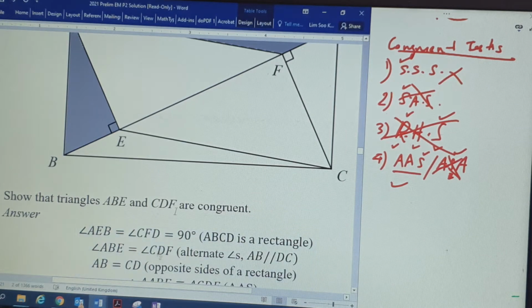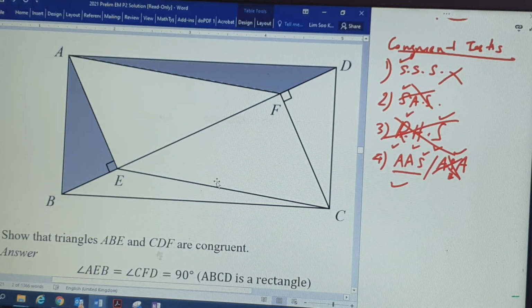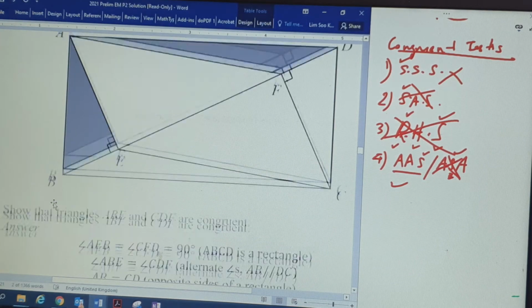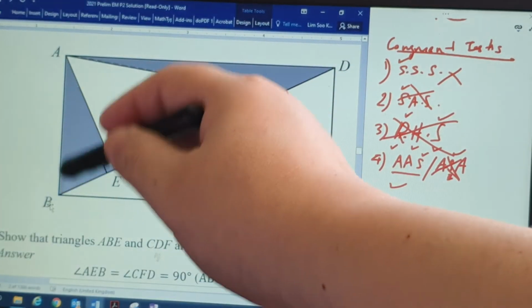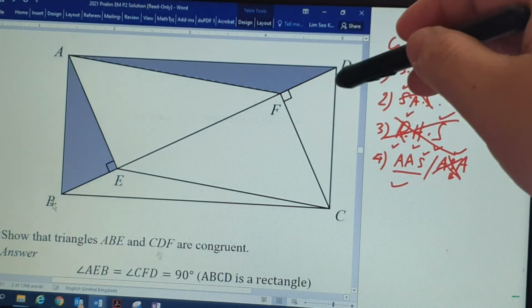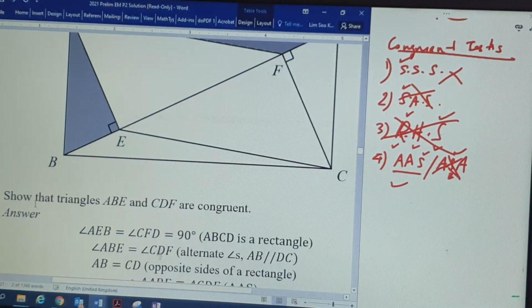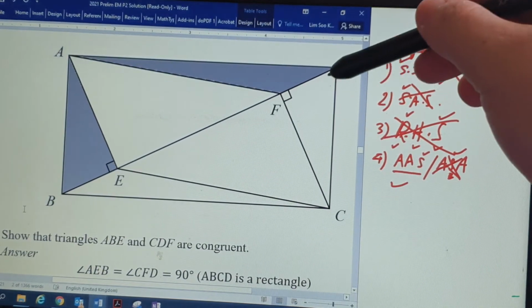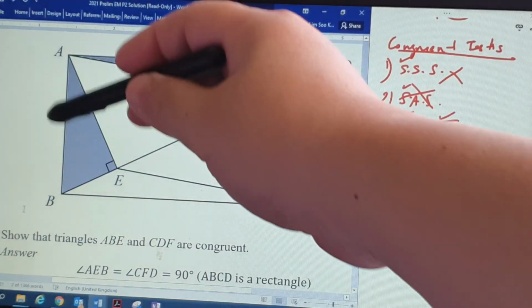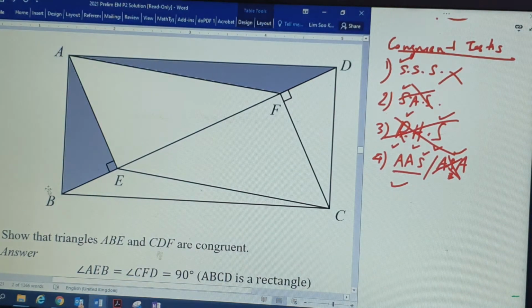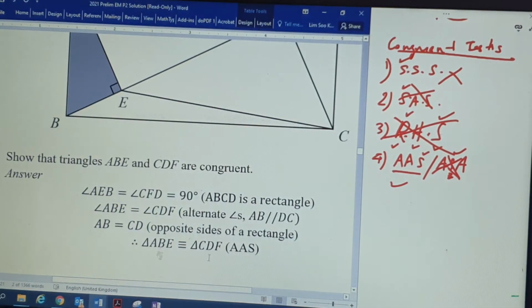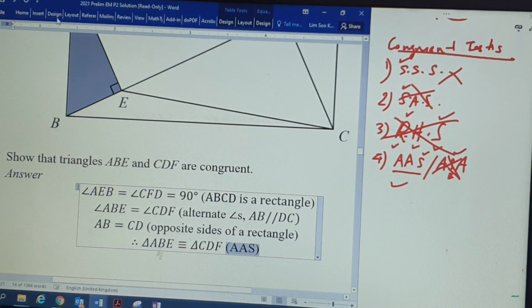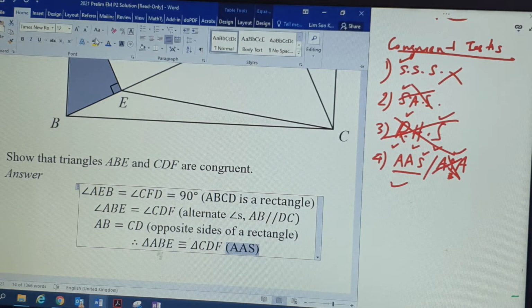Now, the next part is, as I mentioned, this angle here, ABE, is the same as this angle here using the alternate angles. And the last one is because it's a rectangle, this side equals this side. So that's all. And you need to state very clearly the test. If you don't state the test, it will be 0 for the last part. So you must state the test very clearly.